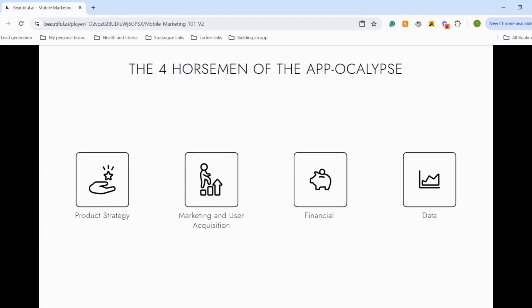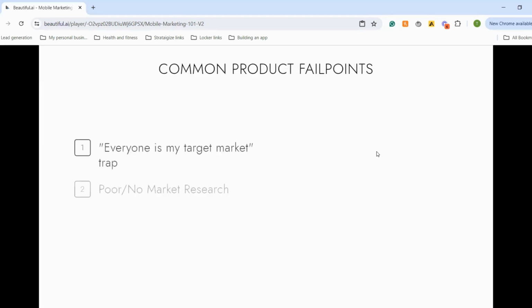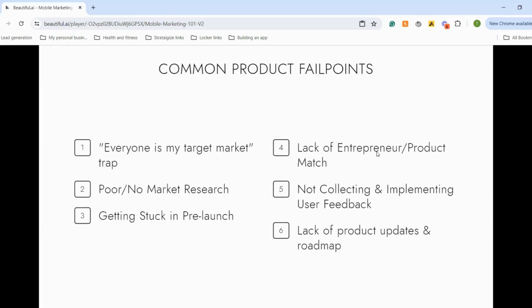So there's a number of different reasons for it, but usually they fall under one of these four categories: product strategy, marketing and user acquisition, financial, and data. So let's first take a look at common product fail points, things that can lead to an app business falling apart.